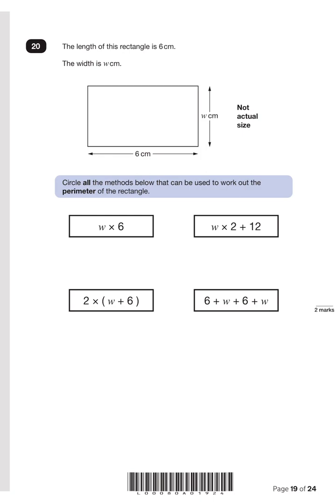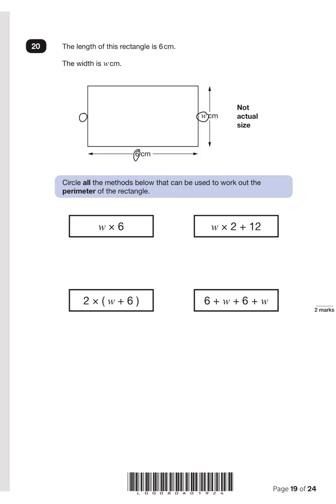Number 20. The length of this rectangle is 6 centimeters. The width is W centimeters. Circle all the methods below that can be used to work out the perimeter of the rectangle. So I've got W times 6 in the first one. That would give me the area. I need the perimeter. W times 2 plus 12. So W times 2 would give me both of these. And then I'm adding 12.